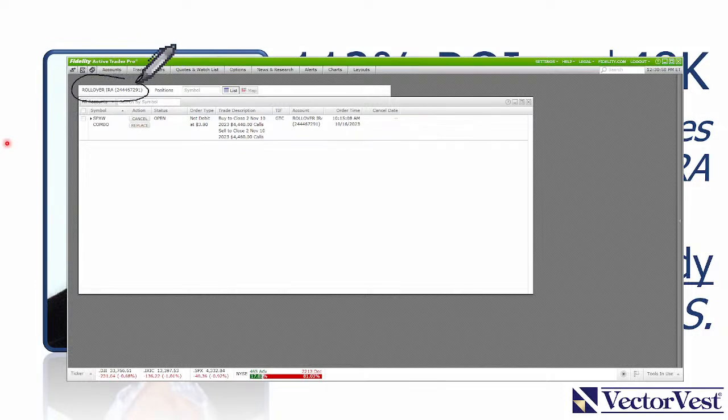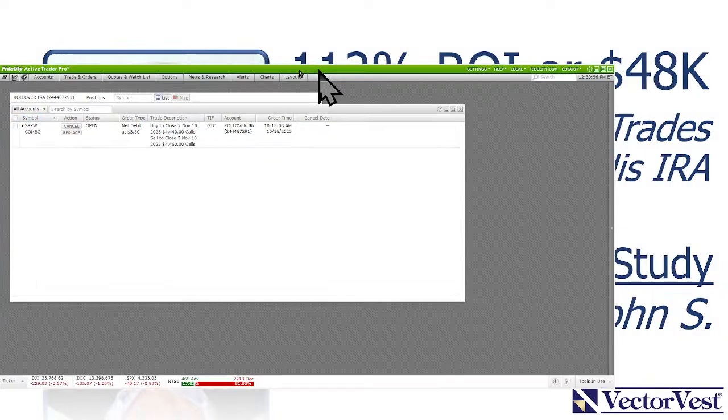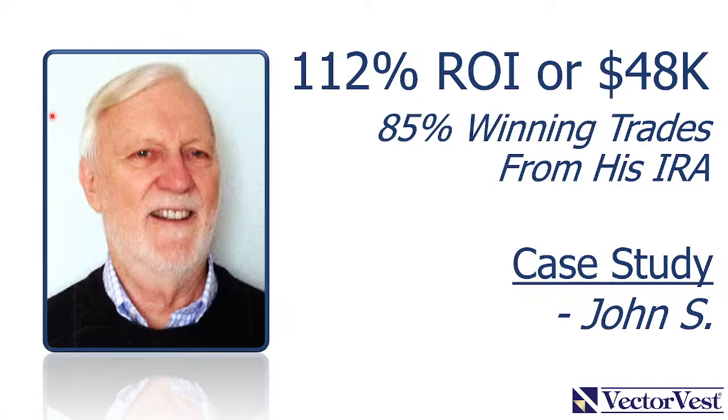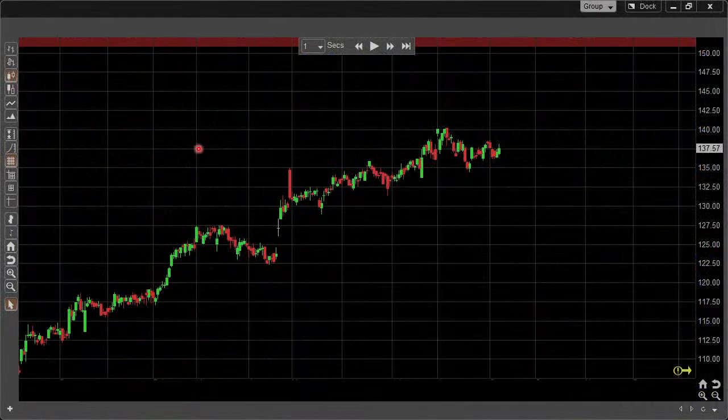I'm trading them in a rollover IRA. So I'm actually trading the system in an IRA too. So yes, you can trade this in an IRA. I actually happen to have my Fidelity account open for you. I was checking on my position, so I opened up my account earlier.